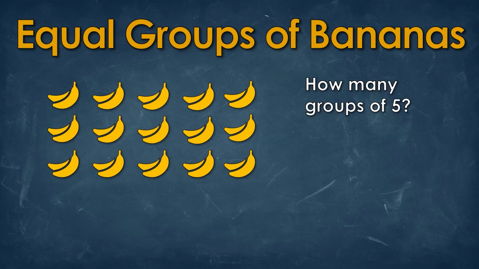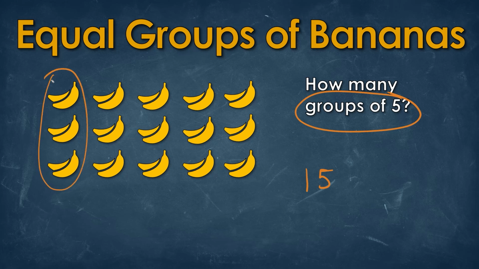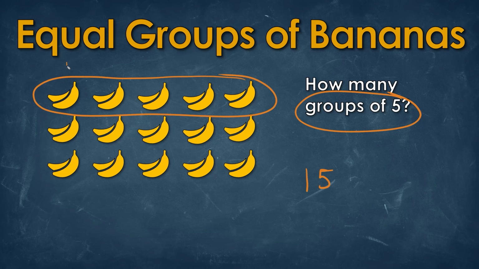Okay, now let's try this example. Again, we have 15 bananas in total, and we want to do a group of 5. Well, if we go in this direction, we're only grouping with 3, which isn't correct because we want to group a total of 5 bananas. So if we go in this direction, take a look. We end up having our 1, 2, 3, 4, 5 bananas. So now we can make groups of 5.